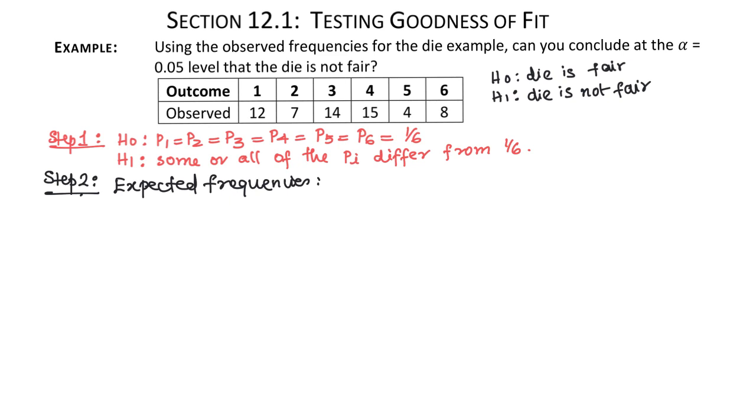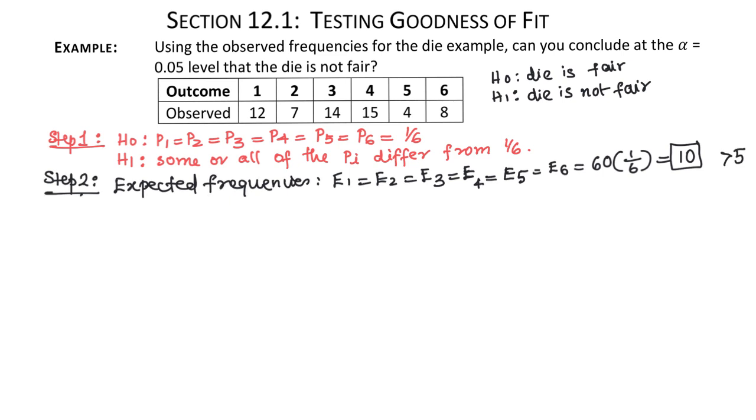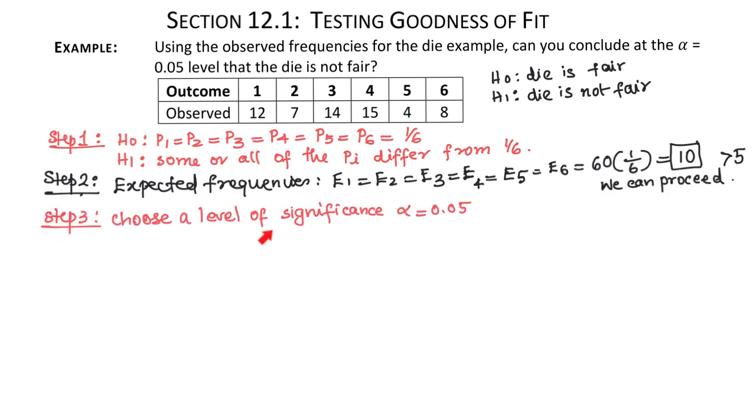Step 2, compute the expected frequencies. We computed the expected frequencies in the previous example. We found E1, E2, E3, all of these by 60 times 1/6, which is equal to 10, which is greater than 5, so we can proceed. In step 3, choose the significance level alpha. Alpha is 0.05.